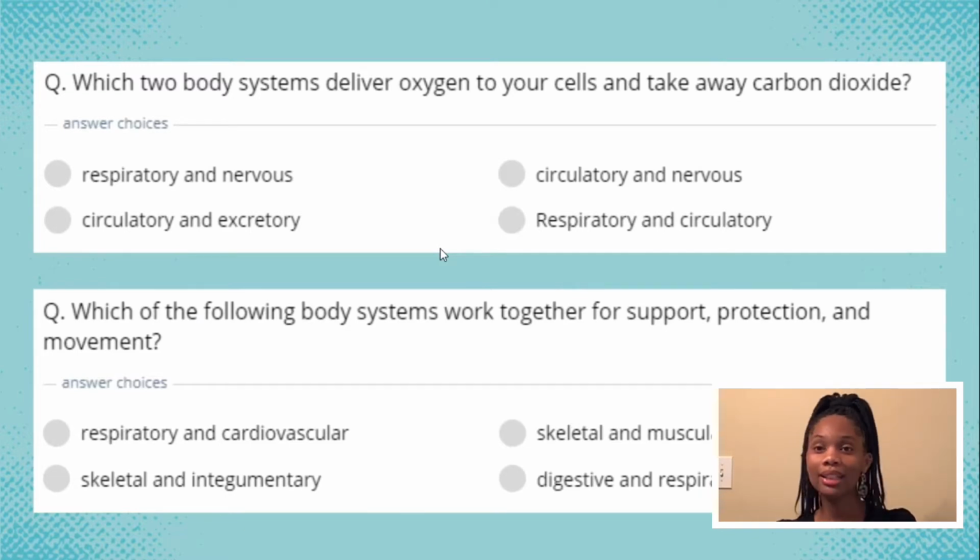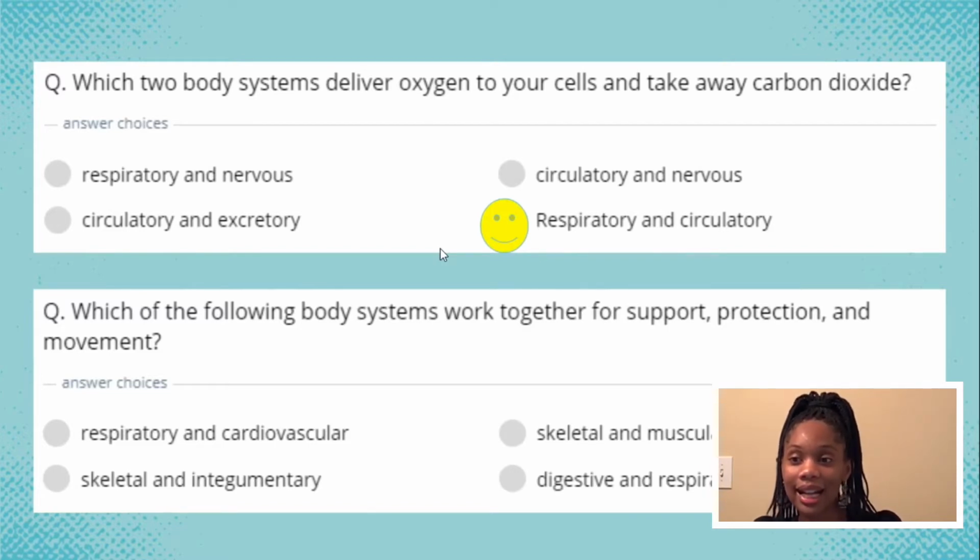Let me give you a minute to think about it. If you said the respiratory system and circulatory system, you are correct. Remember, your respiratory system is going to be the part that takes away the carbon dioxide, and the circulatory system delivers the oxygen that we get from inhaling by circulating it through your blood.